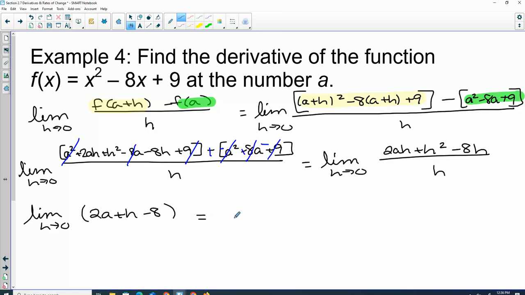So then if we plug in a 0 for our h, we get 2a minus 8. So now I have the derivative. If I asked you for the derivative at 4, what would you do? Plug in a 4 for the a and we get 0. If I said I want the derivative at negative 3, plug in negative 3 and we get negative 14. So we found a formula for finding our derivatives here.